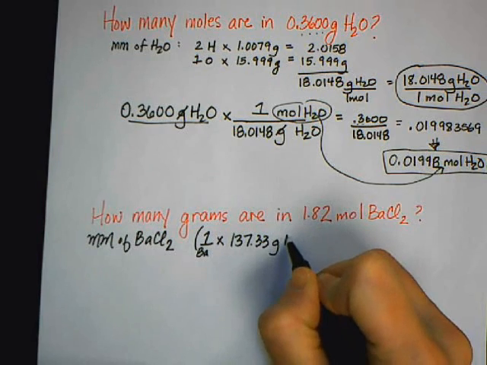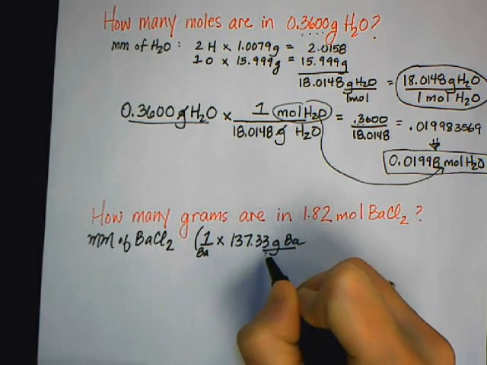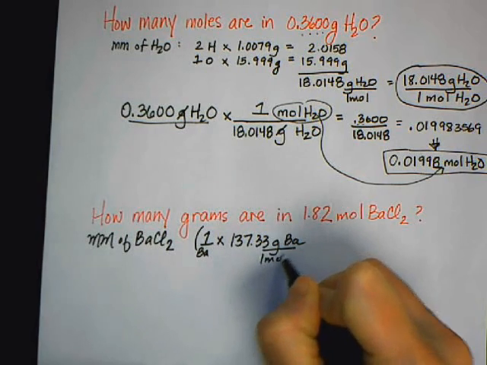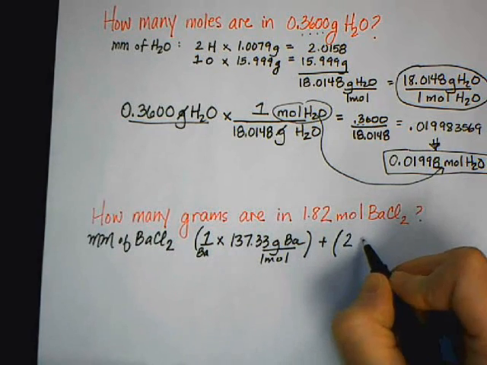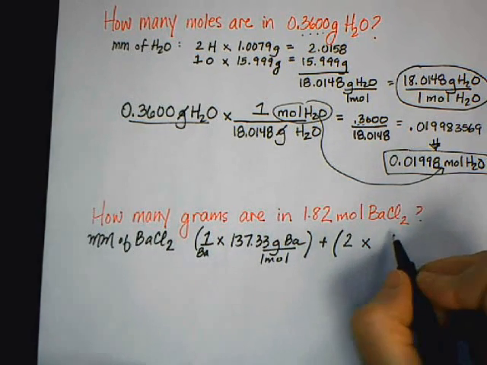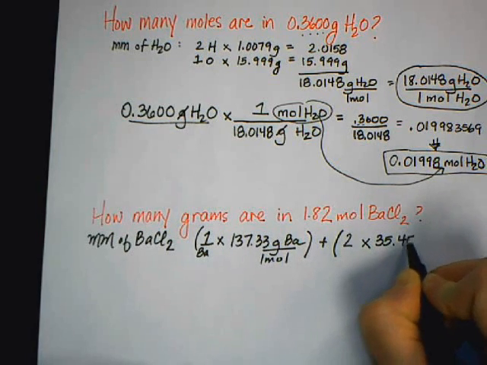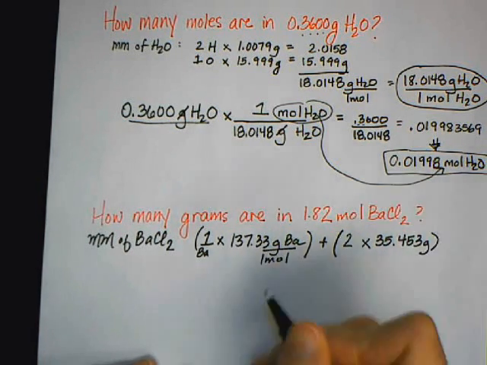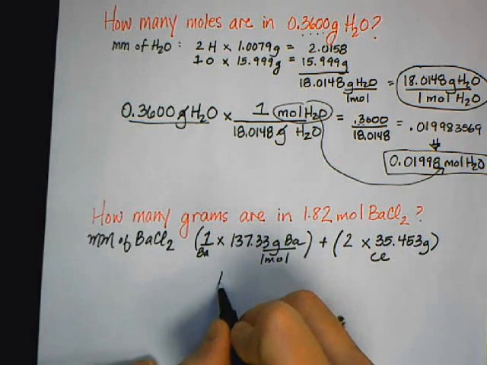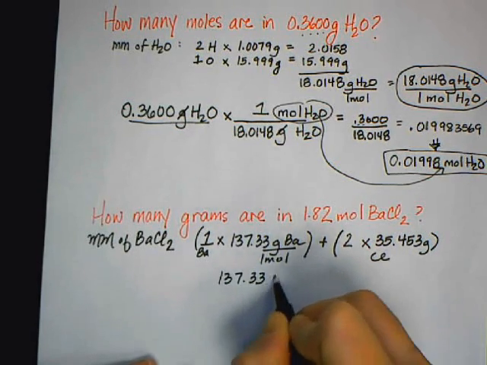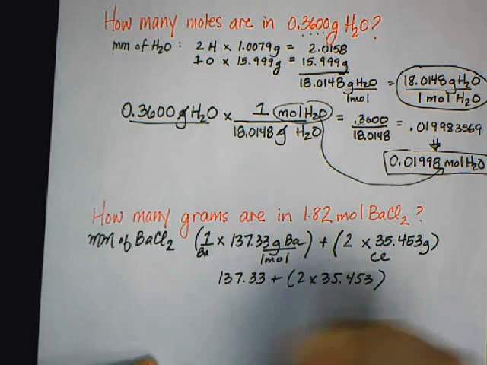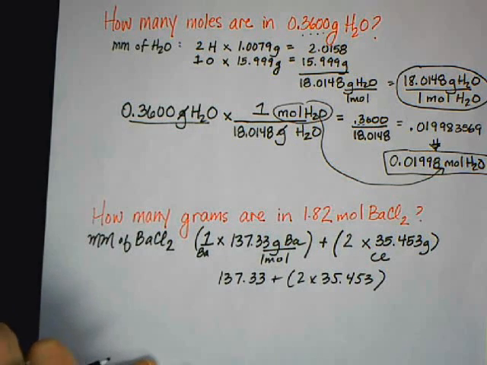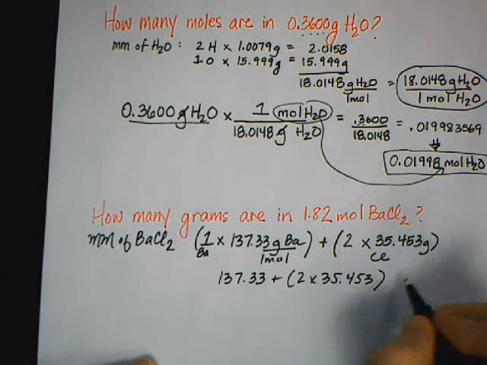Then I'm going to add that to 2 chlorides, and each chloride is worth 35.453 grams. This is for the chloride. So in your calculator, you'll just have 137.33 plus 2 times 35.453, and your answer will be 208.236 grams of barium chloride per mole of barium chloride. So there's the molar mass of barium chloride.